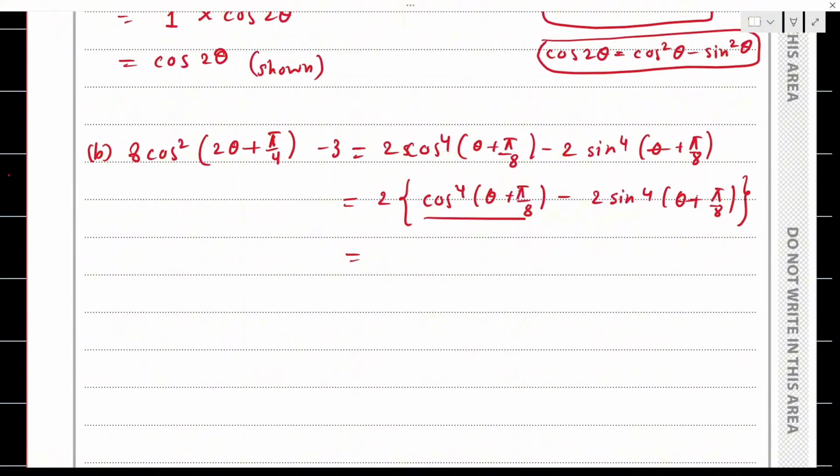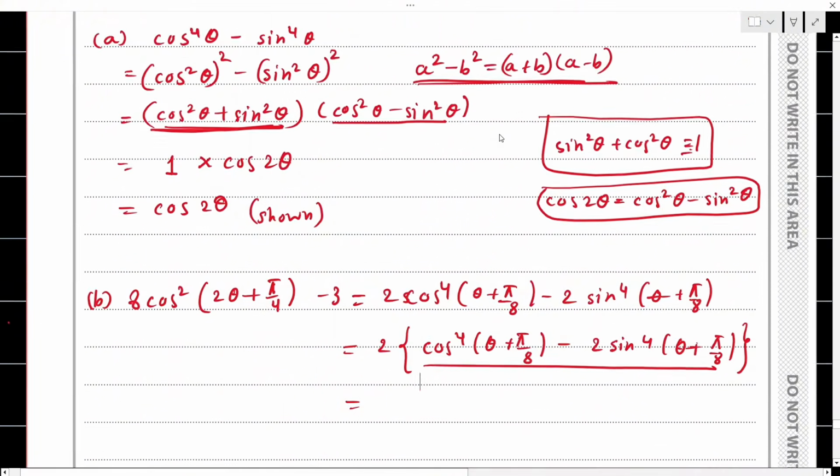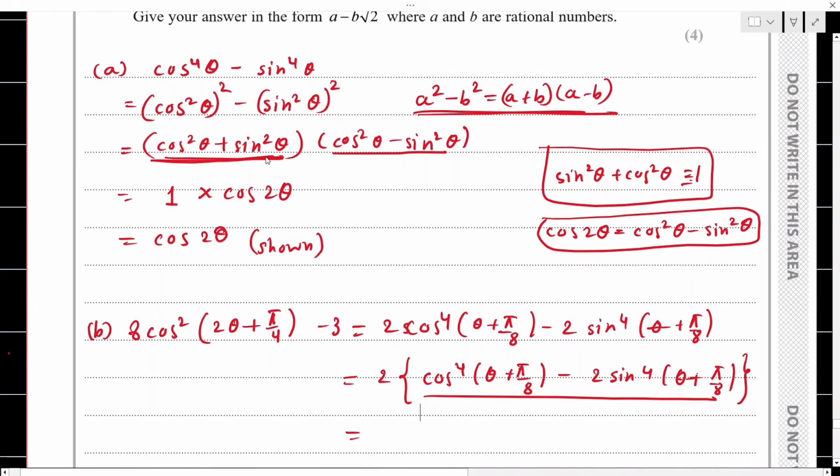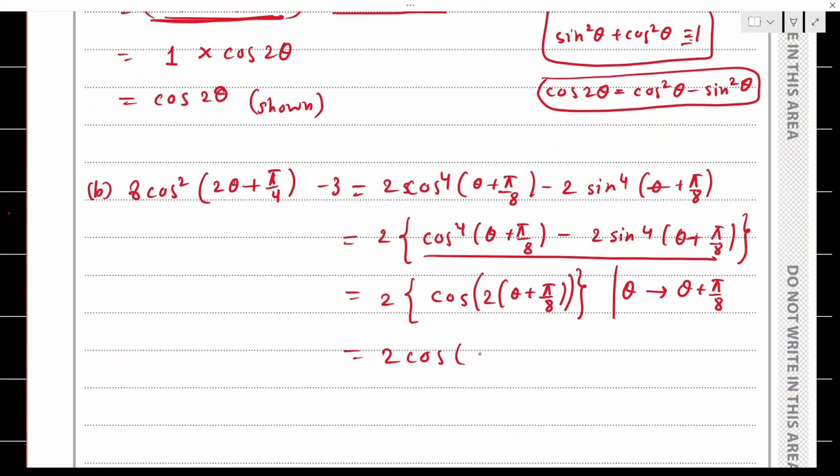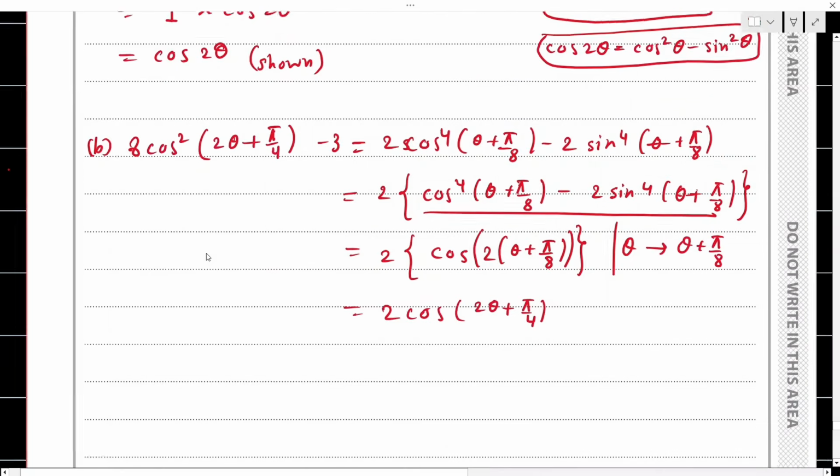We can see from here that this expression is exactly similar to the expression in our part A. So I can simplify this expression by using the simplification in our part A. So we know that this expression would be equivalent to cos 2 theta. We have to notice that theta in this context is theta plus pi by 8. Now we just have to simplify, and this gives us cos 2 theta plus pi by 4.